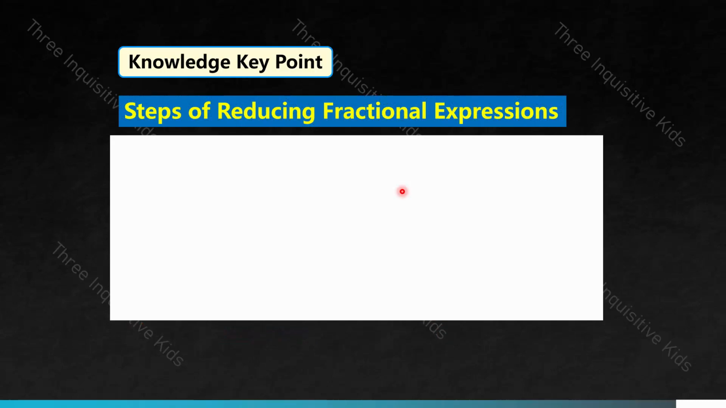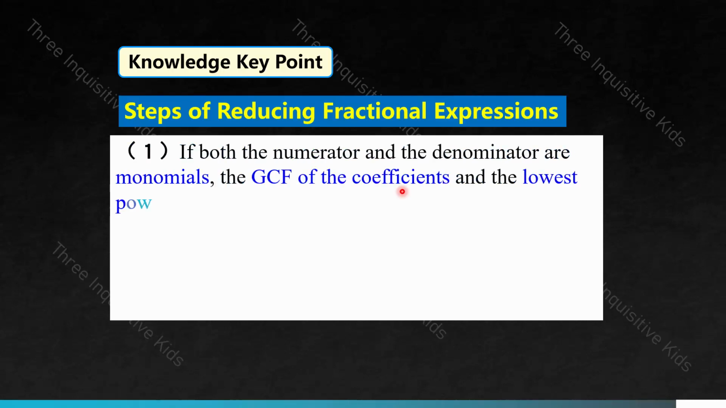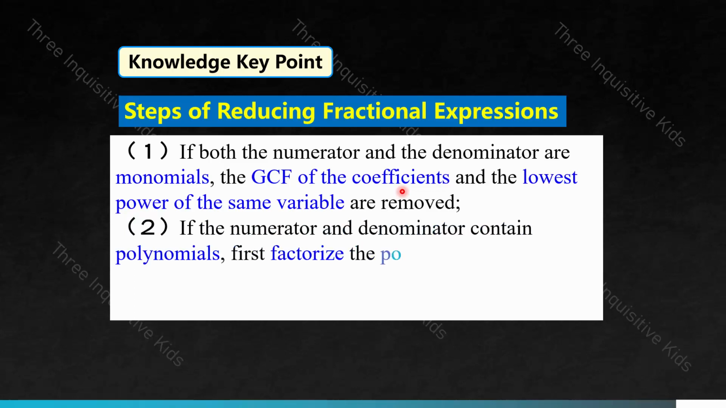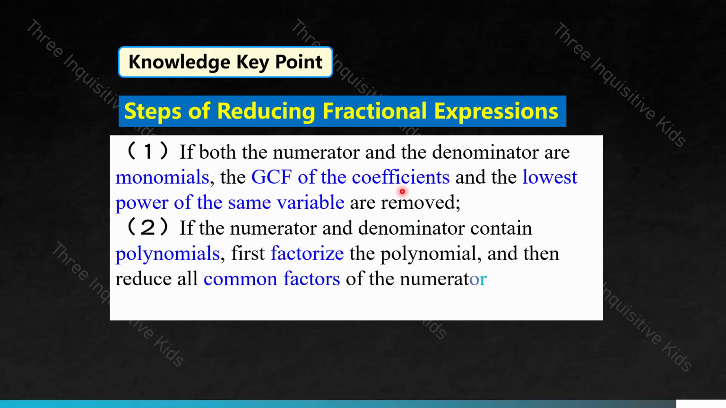Knowledge key point. Steps of reducing fractional expressions. 1. If both the numerator and denominator are monomials, the GCF of the coefficients and the lowest power of the same variable are removed. But if the numerator and denominator contain polynomials, first factorize the polynomials and then reduce all common factors of the numerator and denominator.